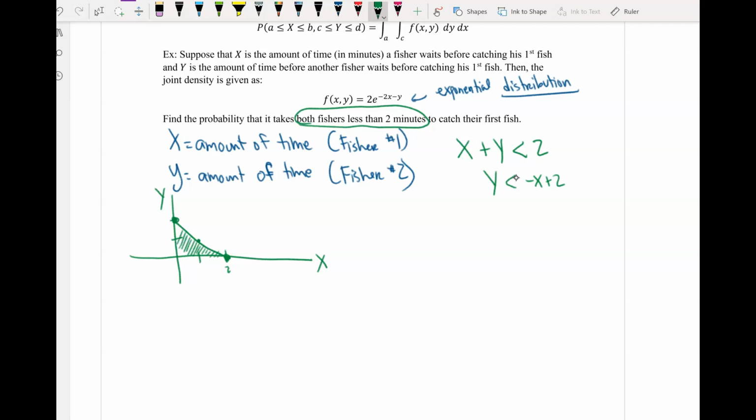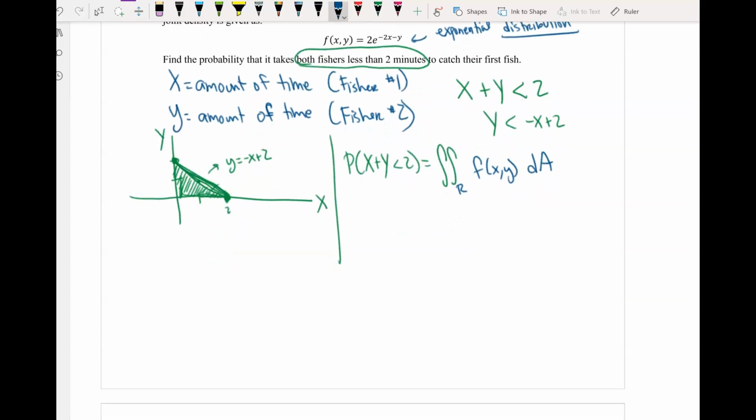Everything that's less than that, right? So we're looking for this triangular region, and this line is y equals negative x plus 2. Actually, this should be dashed because we don't want it to be equal to. But really what we're looking for is this particular region, given that the probability density function is this exponential. All right, so how do we find the probability? Very easy. We want to find the probability that both fishers take less than 2 minutes. This is going to be the double integral over the region of the probability density function itself.